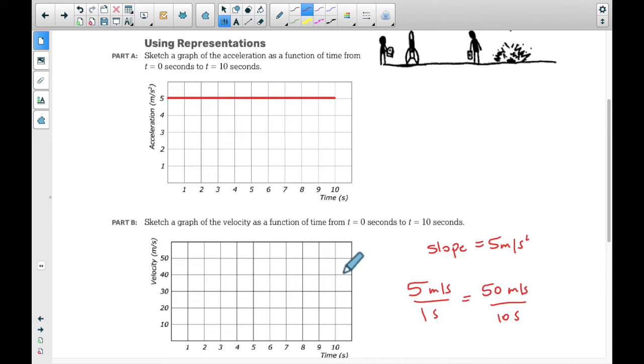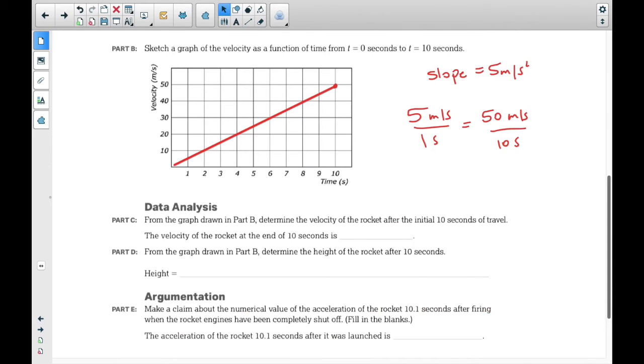So in other words, I'm going to draw a line. I'm going to use my straight edge again, but I'm going to connect the point from here down to the origin. So again, straight edge. This line goes up 5 over 1, up 5 over 1, etc. That is my graph.